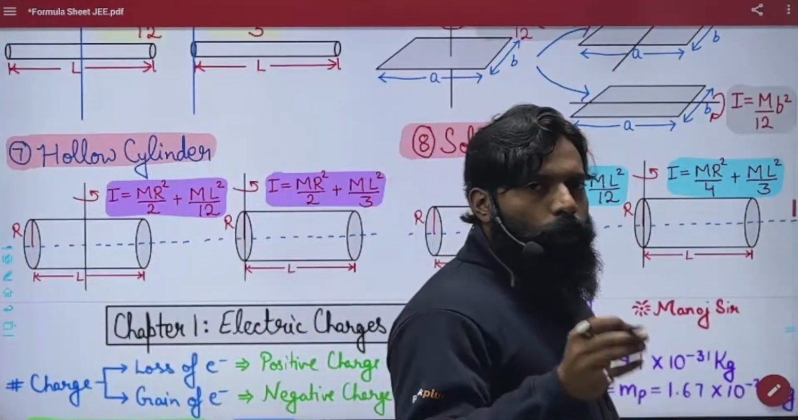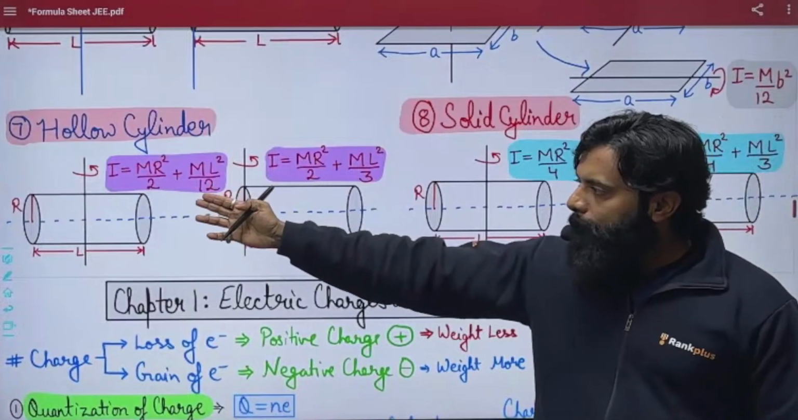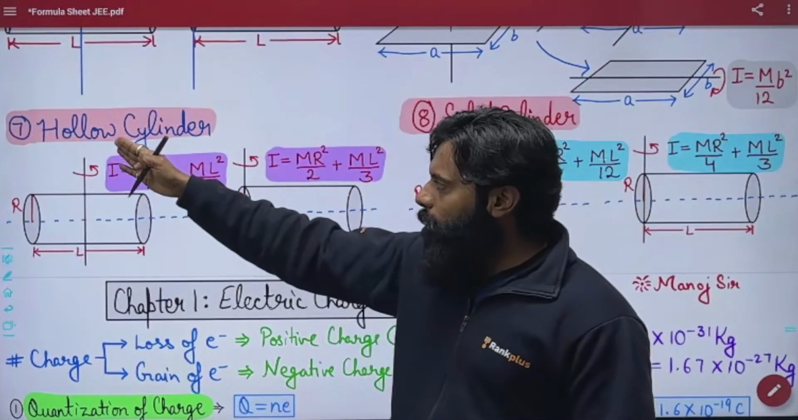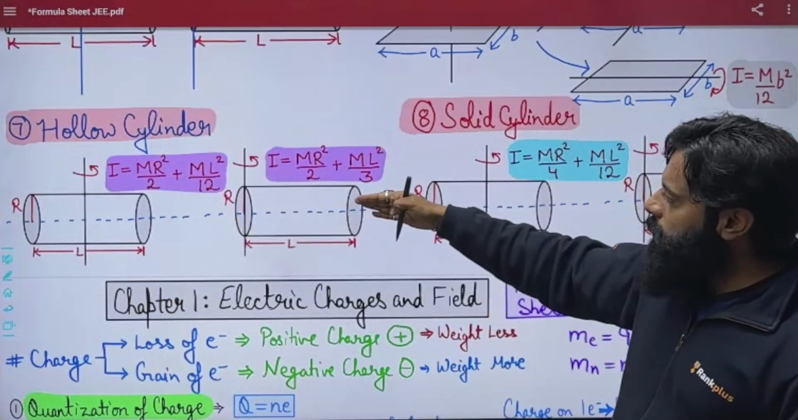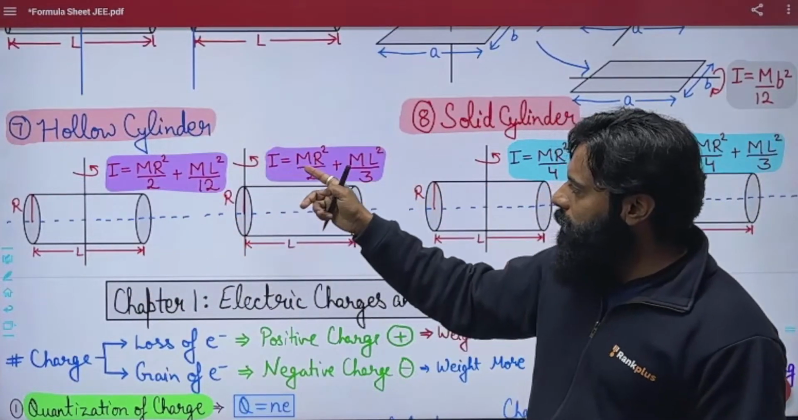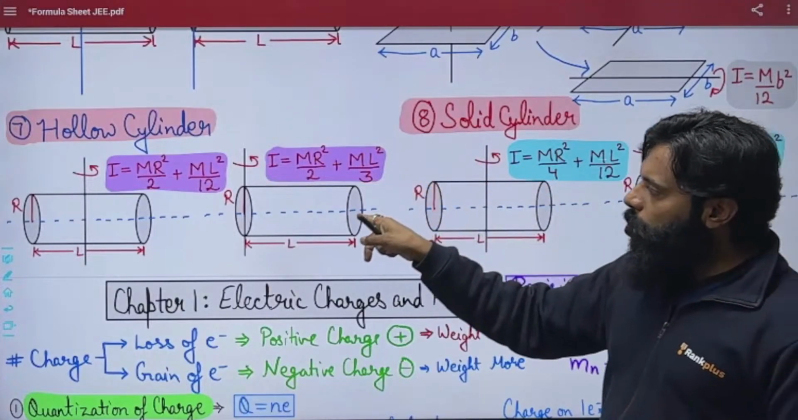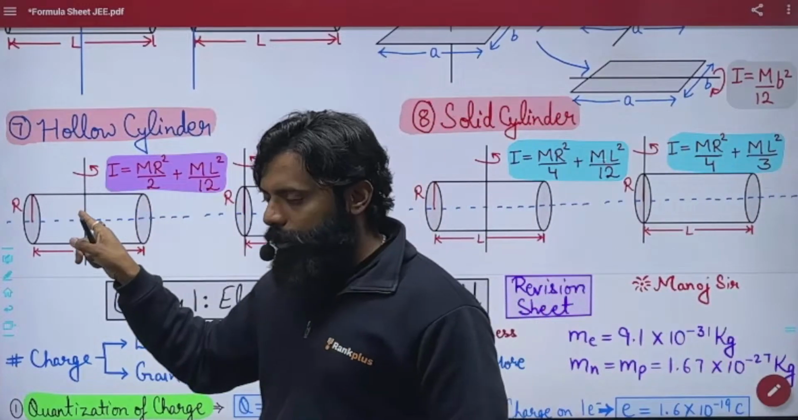Similarly, for the hollow cylinder, we have MR² by 2 plus ML² by 12 if this is passing through this axis. And if this passes through this axis, the moment of inertia becomes ML² by 2, ML² by 3. And this formula was asked in JEE 2024.